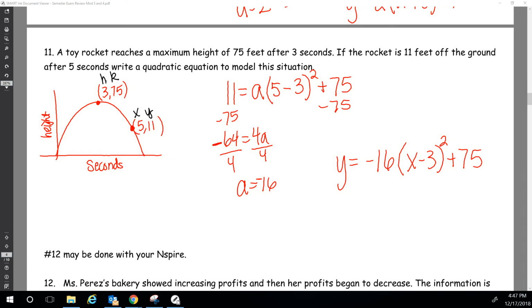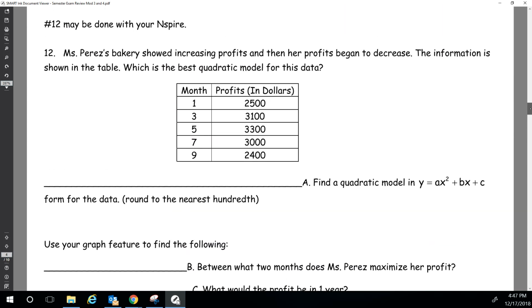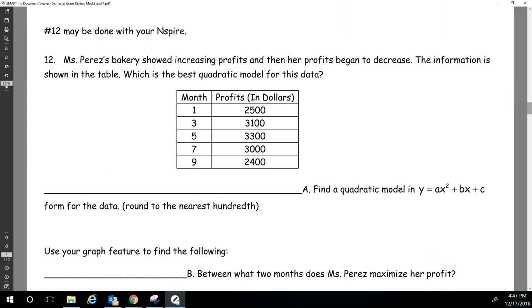All right, number 12, he says you can do this in your Inspire. So, Miss Prez's bakery showed increasing profits, and then her profits began to decrease. I don't have my Inspire pulled up, so let me stop the video here, and I will start part 3 of this module with the calculator pulled up so that I can model this for you.